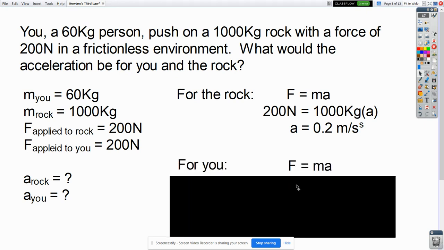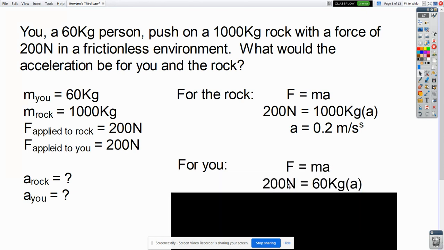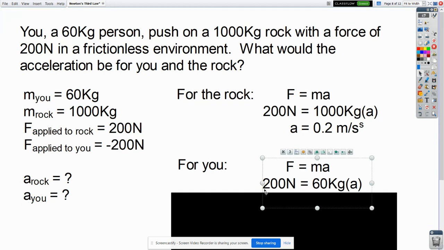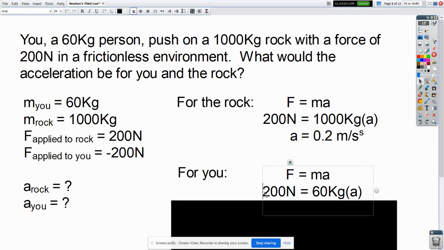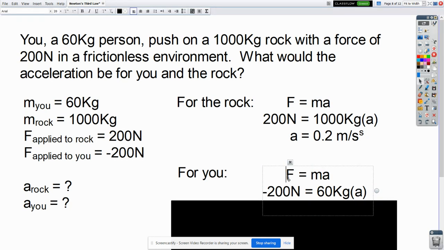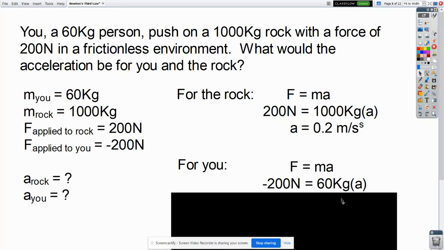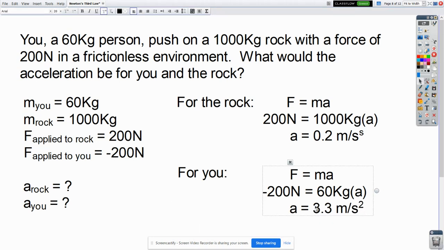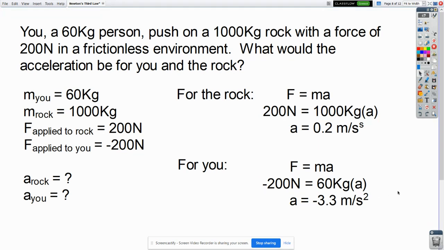Now for you, again, F equals m times a, we're going to use the same force, because the force that you apply to the rock is going to be the same as the force that is applied to you. We can make this one negative because it's going to be in the opposite direction of the force that you applied to the rock, if we want to get really into it. Make sure we're following the signs and all that kind of stuff. 200 newtons divided by 60 kilograms is going to give us 3.3 meters per second squared of acceleration.